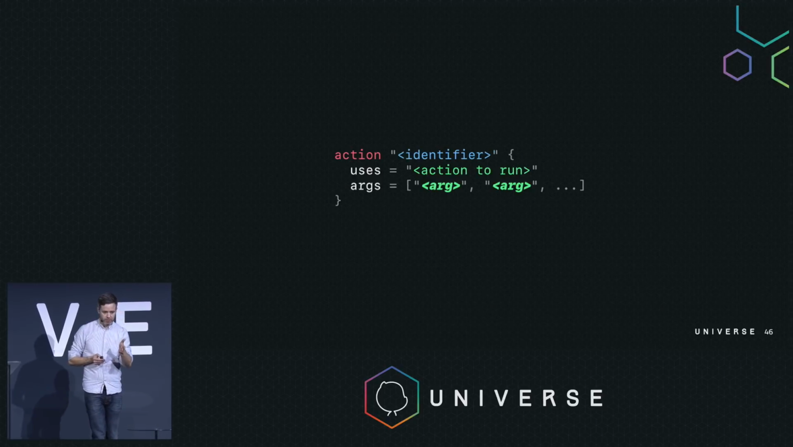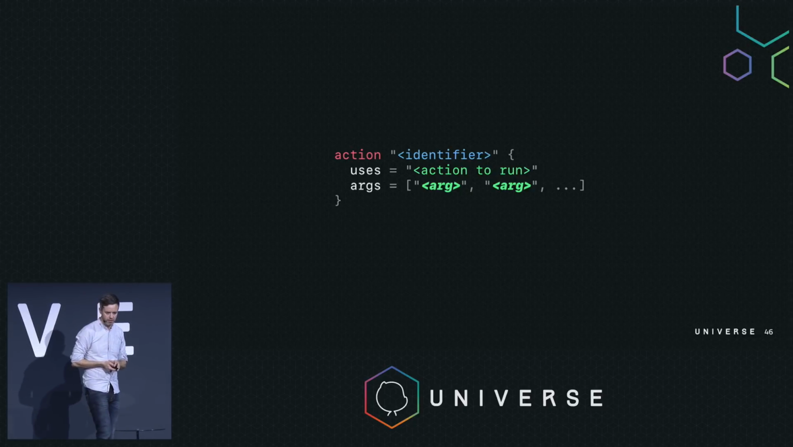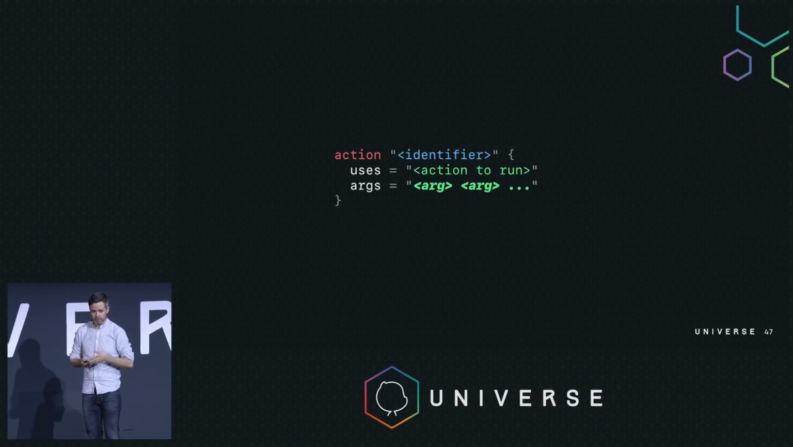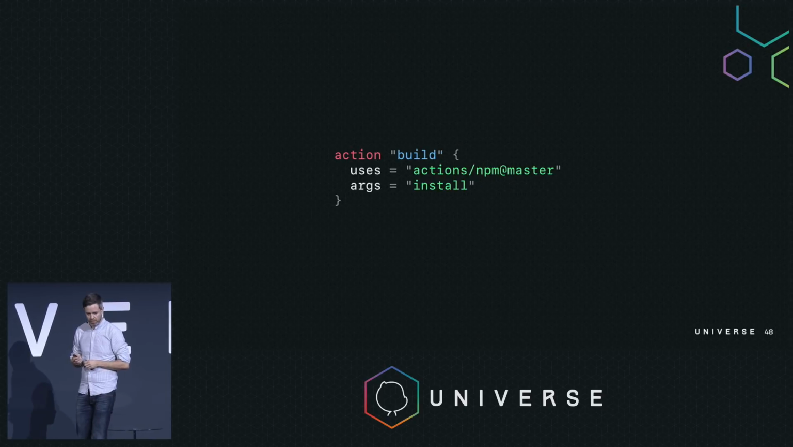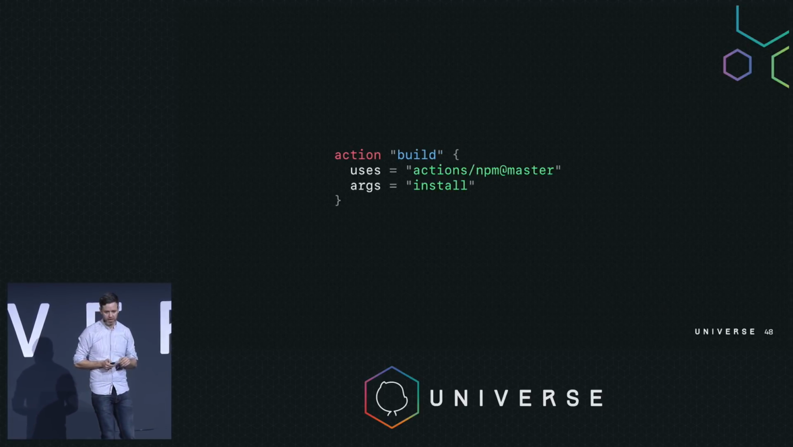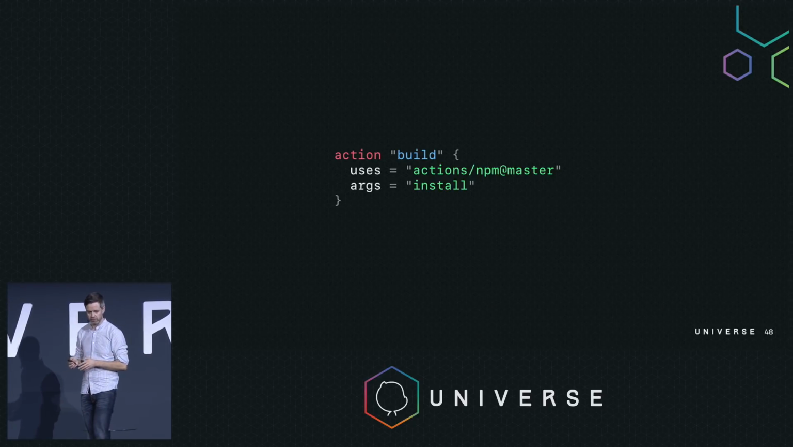Similarly, there are arguments. So if a Docker image specifies an entry point, which is something that we highly recommend when building actions, you can just pass the arguments directly in. Again, you can specify it in this form. And the example I've been giving a few times is this, where you can have an npm action, and the argument is just install. You don't need to write npm install every time.